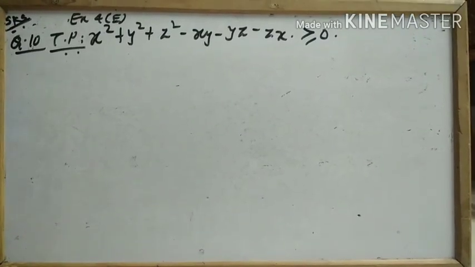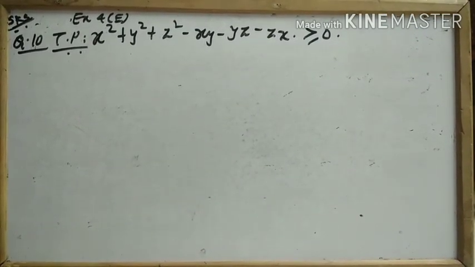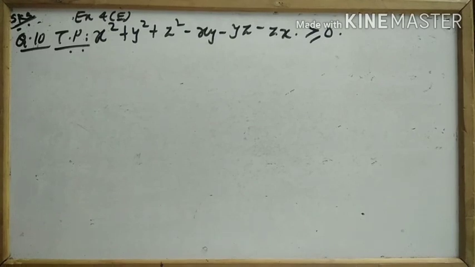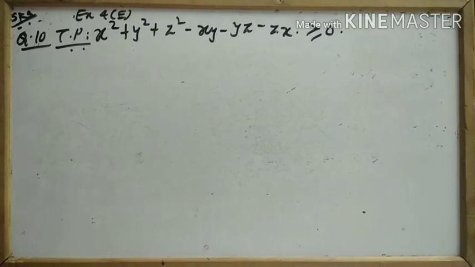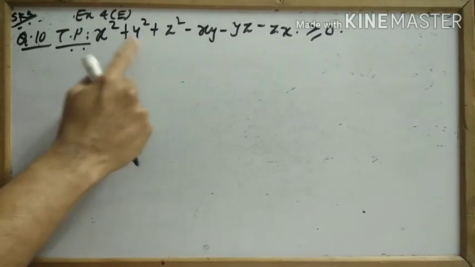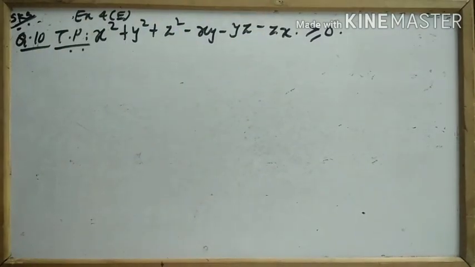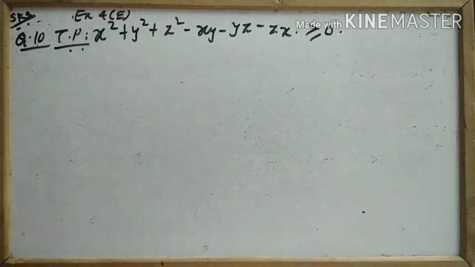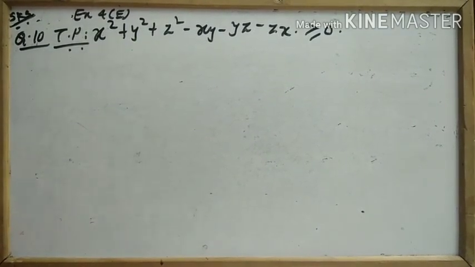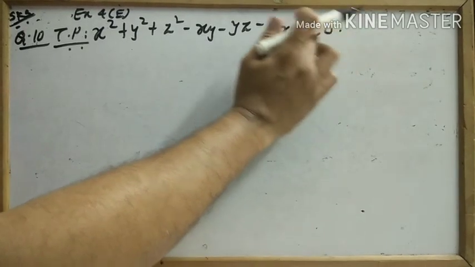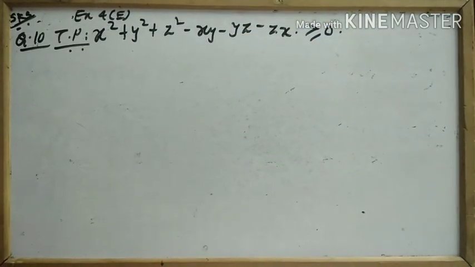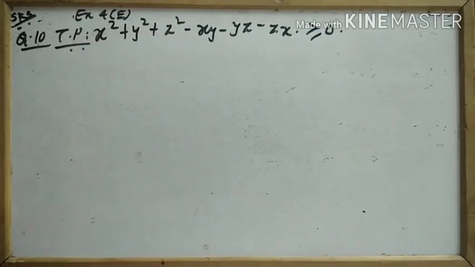Dear friends, we are going to do a super special question of exercise 4E, question number 10. They've asked us to prove that x square plus y square plus z square minus xy minus yz minus zx is always positive. They've said always positive. There's some error in the question. It should be always non-negative. Non-negative means it can be 0 or greater than 0. Let us understand how we can prove this.